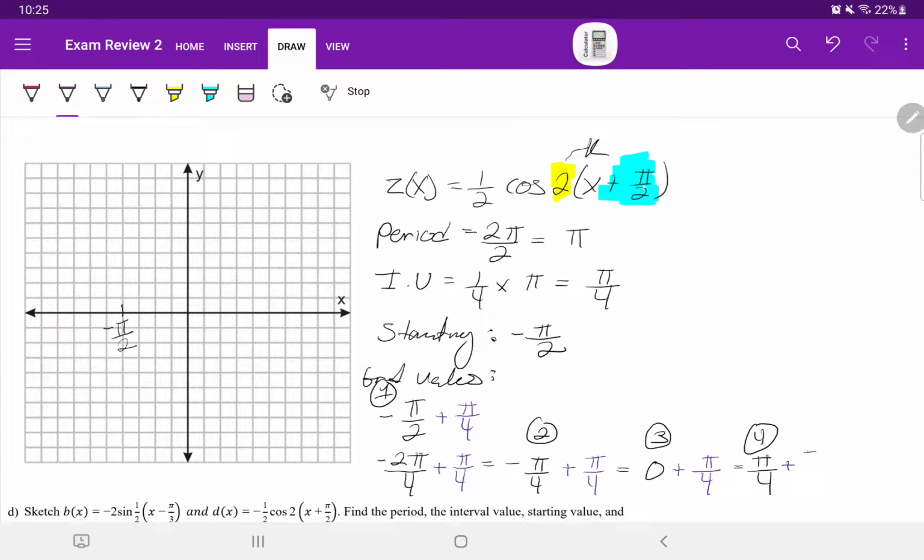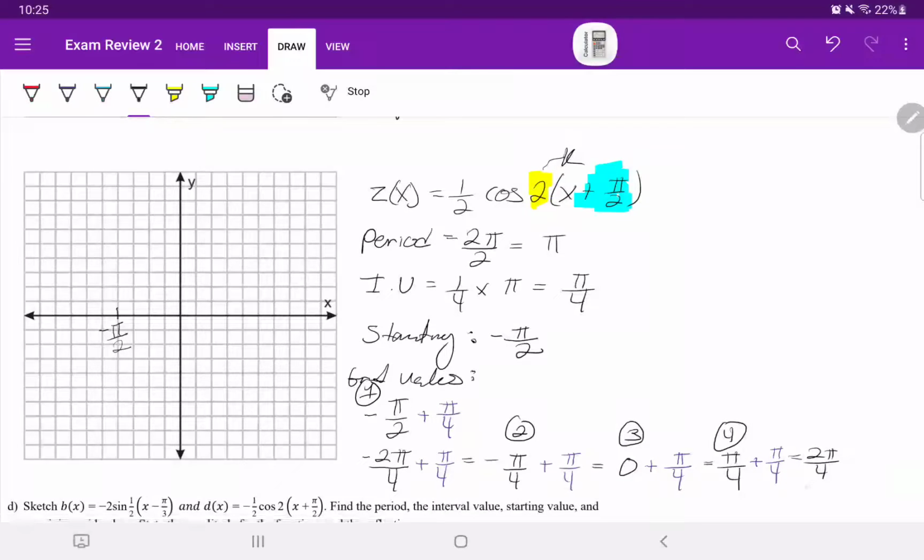Pi over 4 plus pi over 4 equals 2 pi over 4. And that can be reduced to pi over 2. And that is the fifth grid value. Remember, you must reduce your fractions accordingly.